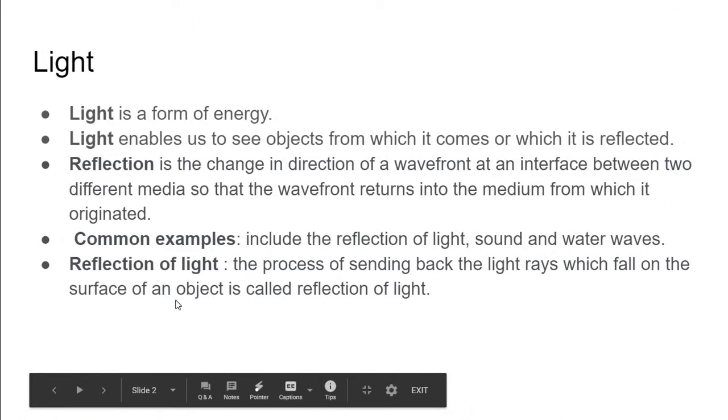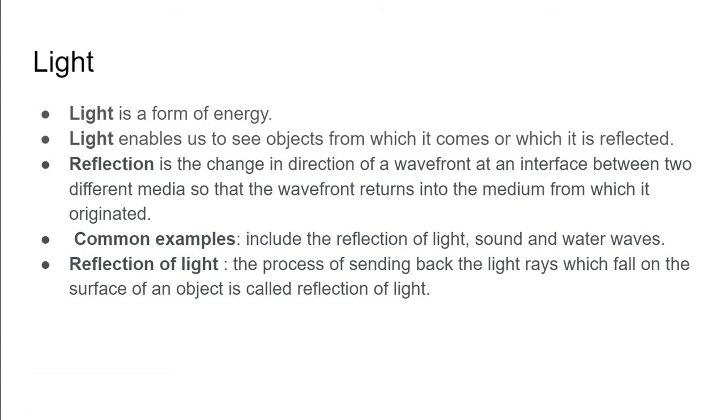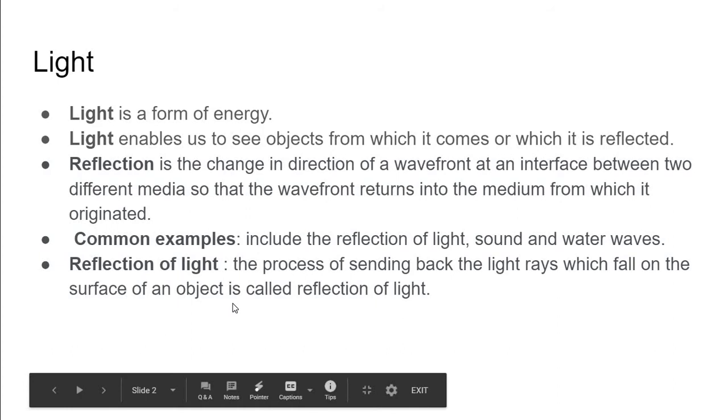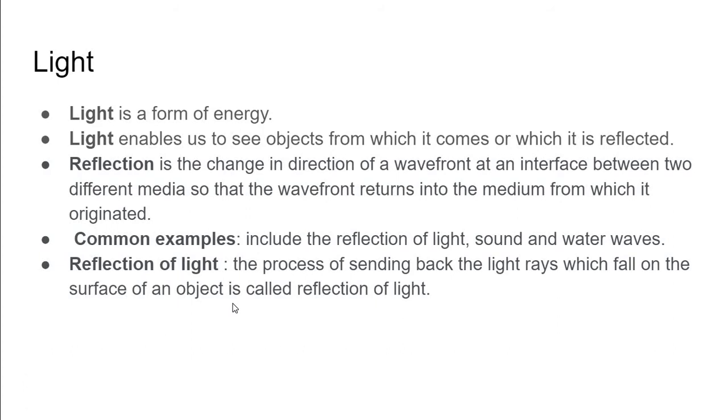Light is a form of energy. It helps us to see things around us. So without light, we cannot see any object. If we are in a dark room, there is no light, then we will not be able to see anything. Light enables us to see objects from which it comes, or which reflect it.